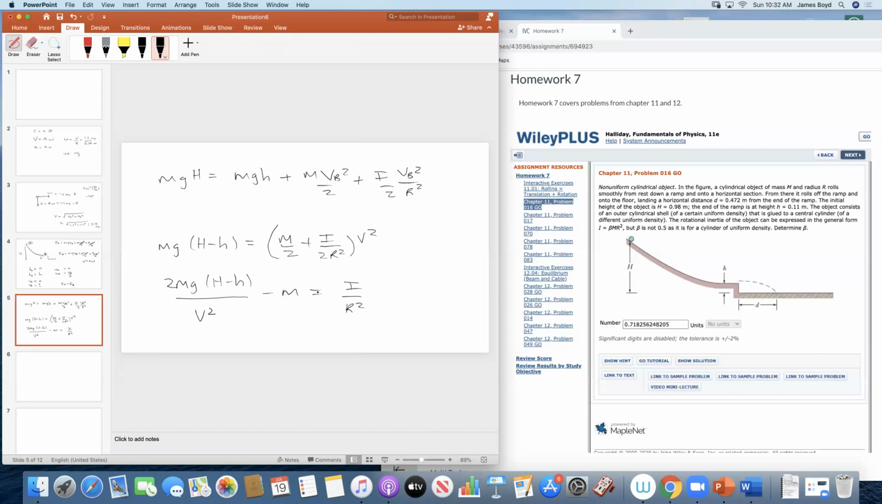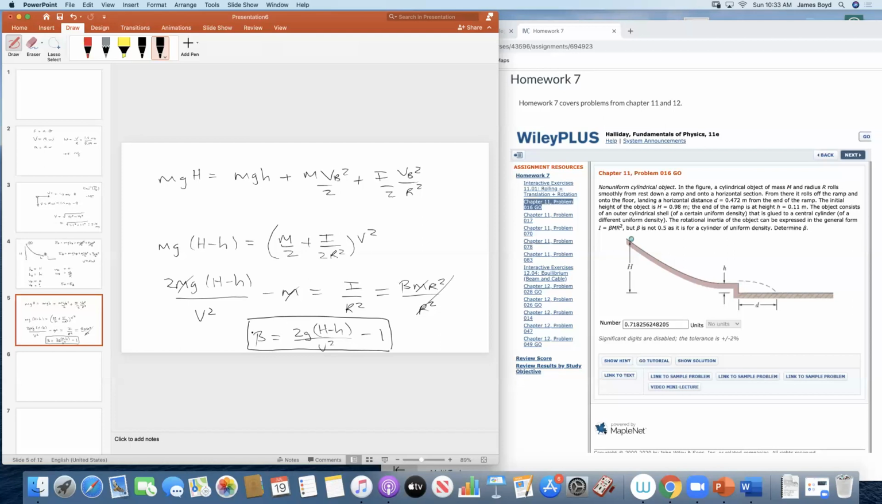Now here's a key point that I need to tell you, and that's that they're going to consider I, at the very bottom here, they tell you that I is beta m R squared. That is the value of I over R squared. And now what I want to do is get rid of all the m's, and cancel these two R squareds. And so what I get is that beta is 2g (H minus h) over v squared, minus 1, okay? That right there is what I need to solve to find beta.